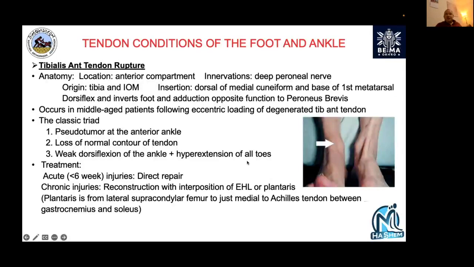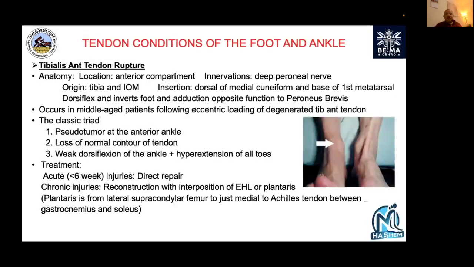The classic triad: rather than this clear tendon, you'll have a pseudotumor here, just some swelling. The contour of the tendon will be lost, and the patient will have a weak dorsiflexion. For dorsiflexion to happen, the patient will recruit the extensor tendons of the toes. That's why you will find the toes in hyperextension.